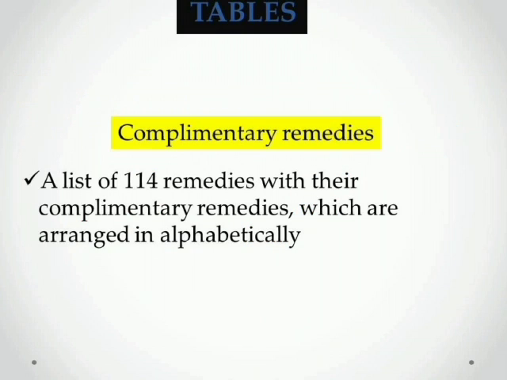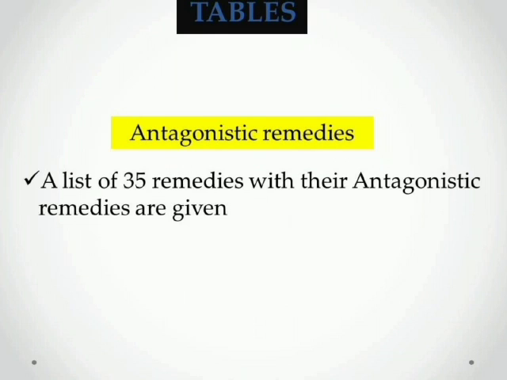Complementary remedies: a list of 114 remedies with their complementary remedies, which are arranged alphabetically. Antagonistic remedies: a list of 35 remedies with their antagonistic remedies are given.